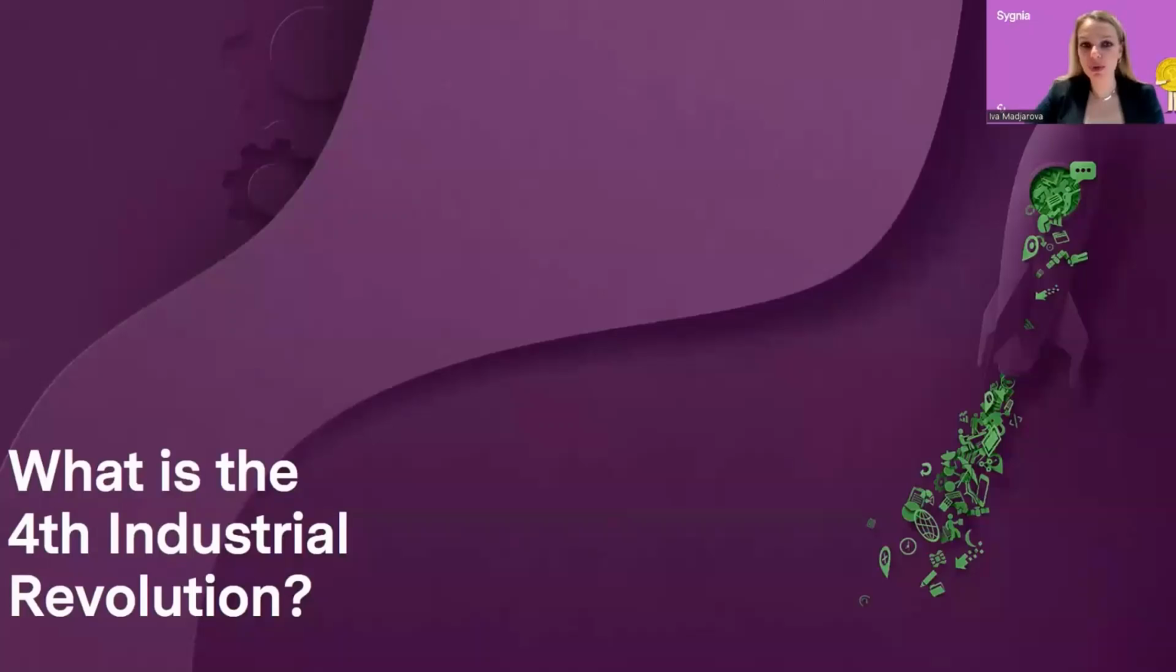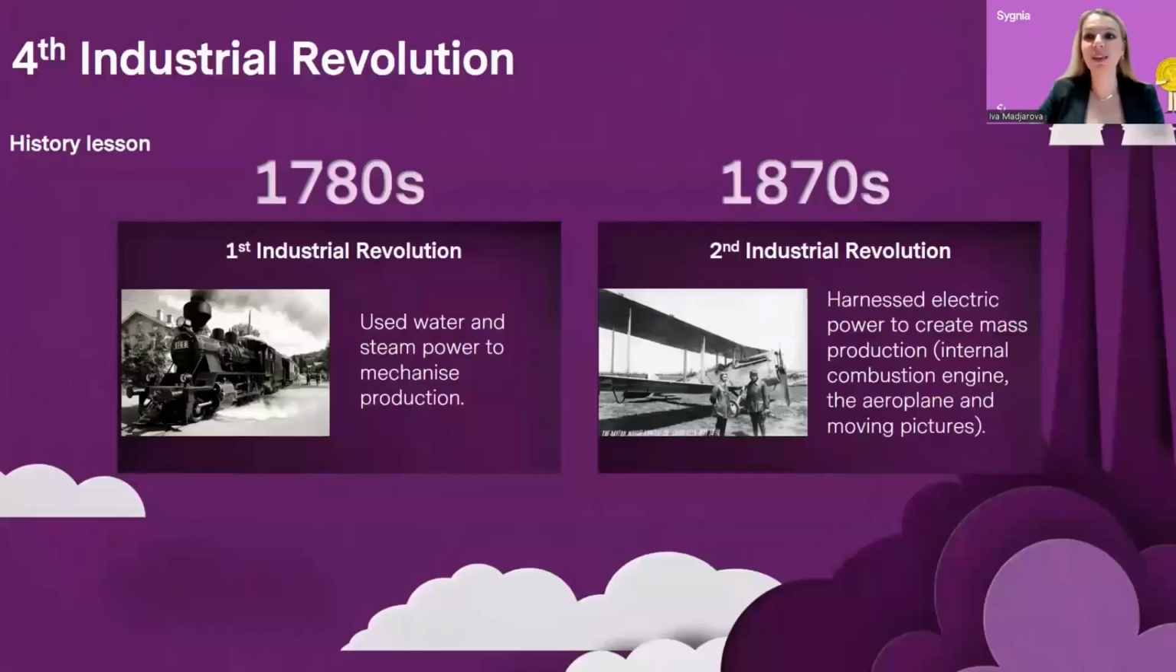So what is the Fourth Industrial Revolution? Well, let's look back in history at what took place in the First, Second, and Third Industrial Revolutions before we defined how we interpret the Industrial Revolution that is taking place around us right now. In the late 1700s is when the First Industrial Revolution took place, and it was all about using water and steam power to mechanize production.